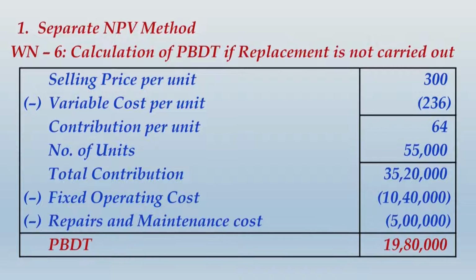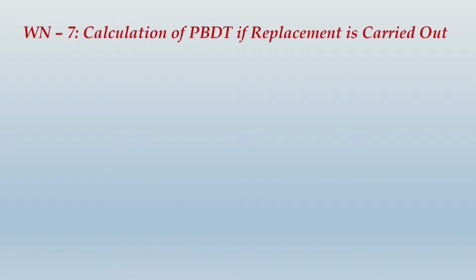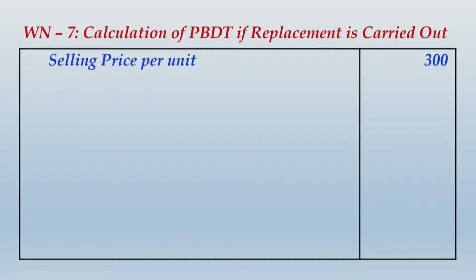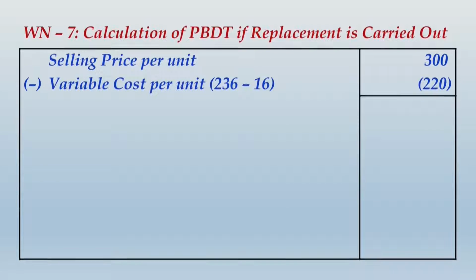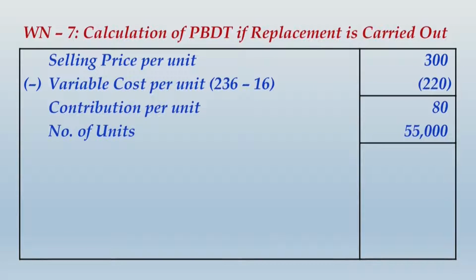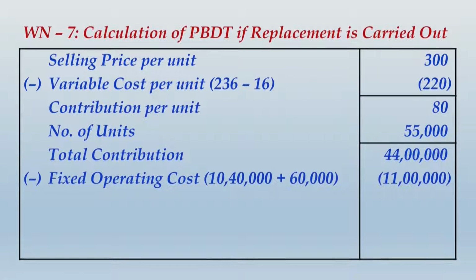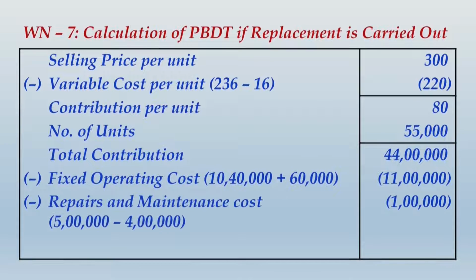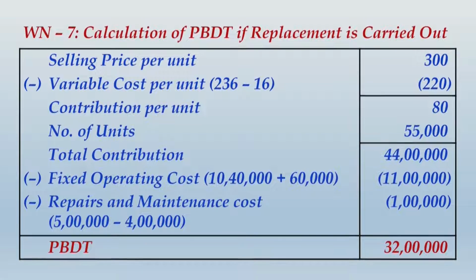Alright friends, once you have completed this entire working, let us move ahead and take up the next working, which will be calculation of profit before depreciation and tax if replacement is carried out. Now what will happen if you carry out the replacement? Selling price per unit remains same, but the variable cost per unit is getting reduced by 16 per unit. So the revised variable cost per unit will be 220. So contribution per unit rises to rupees 80. Number of units do not change, that will be 55,000. So the total contribution gets revised to 44 lakhs. Fixed operating cost is going to increase by 60,000, whereas repair and maintenance cost will be reduced by 4 lakhs. Earlier it was 5 lakhs, getting reduced by 4 lakhs. The repair and maintenance cost will be only rupees 1 lakh. Profit before depreciation and tax comes to 32 lakhs. So please write up this entire working and then I take you ahead.